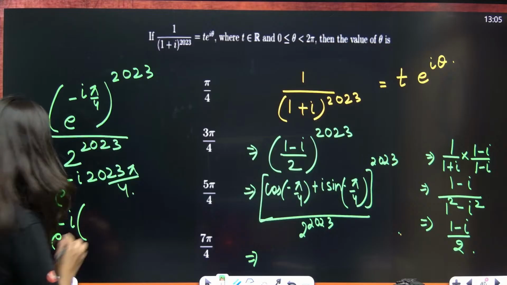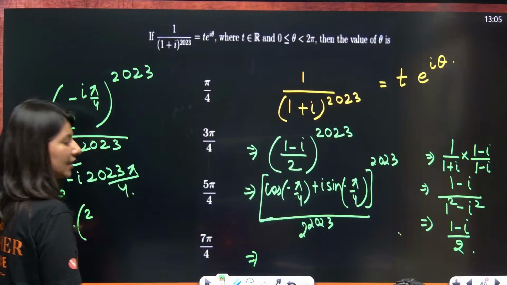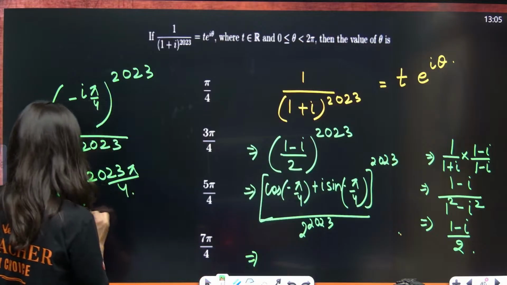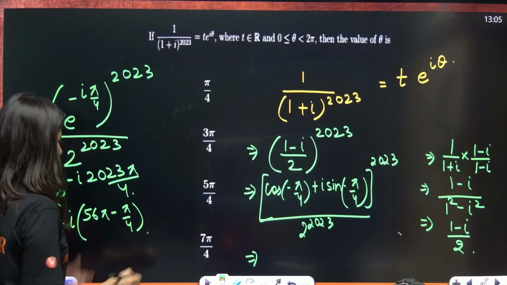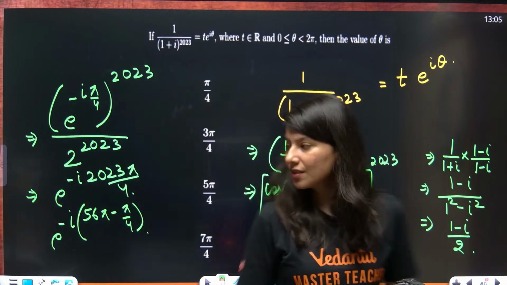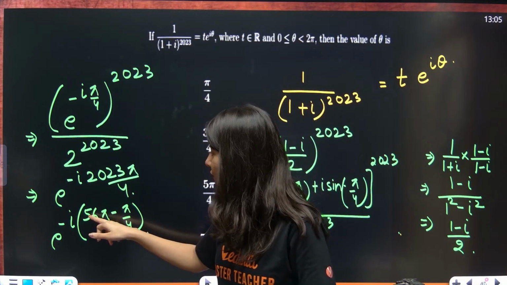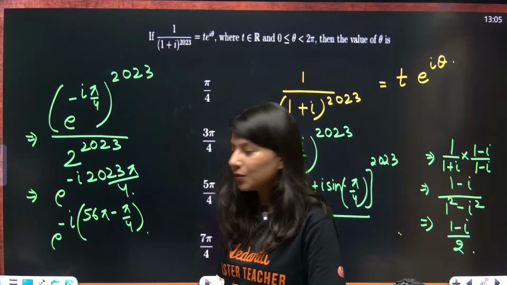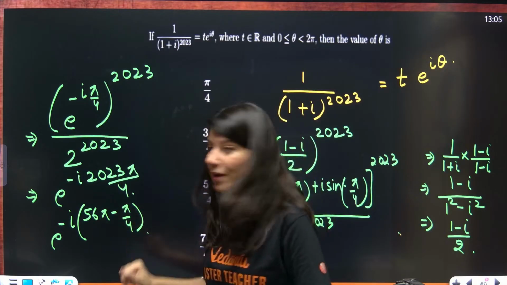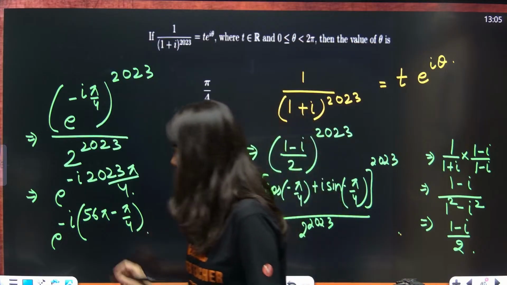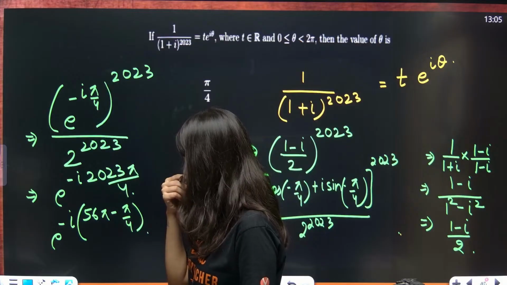Can I write this as 2024? So 2024 is 56. So 56 pi minus pi by 4. 2023 pi by 4, can I write it this way? How come, ma'am? 4 5s are 20, 4 6s are 24. So 2024 minus 1 is what? 2023. So now cos, see this is even pi. Okay. So this is what you are getting, e power minus of this quantity.